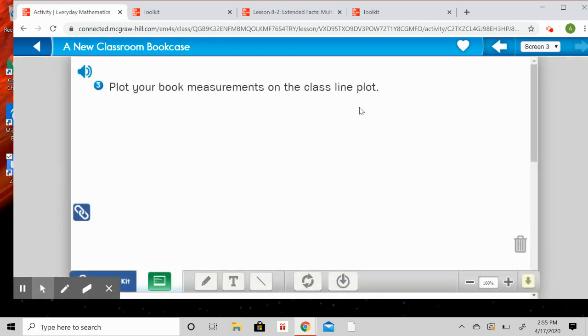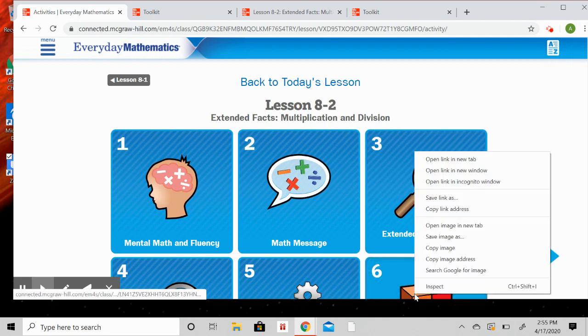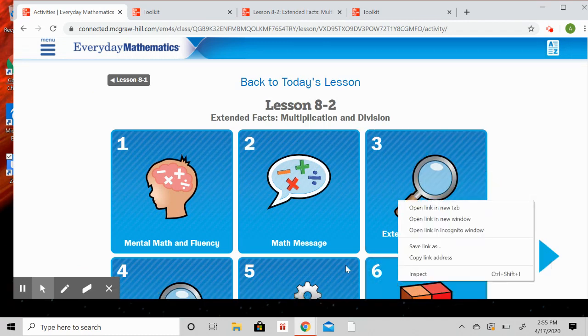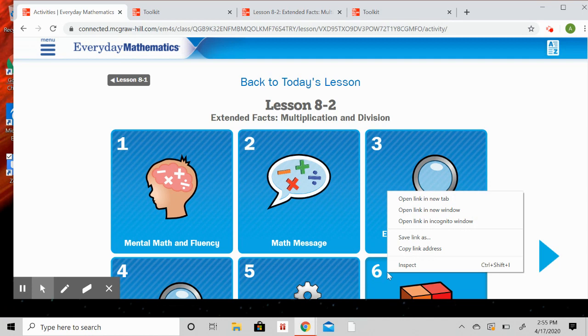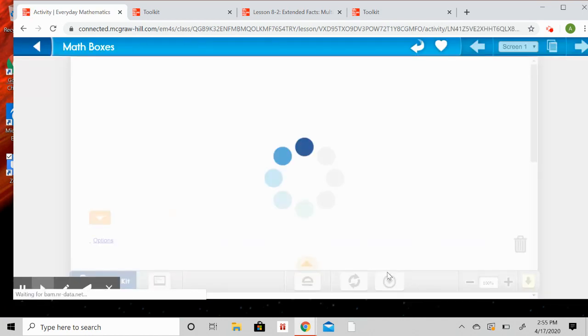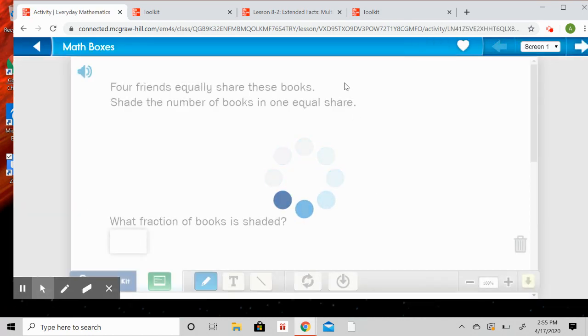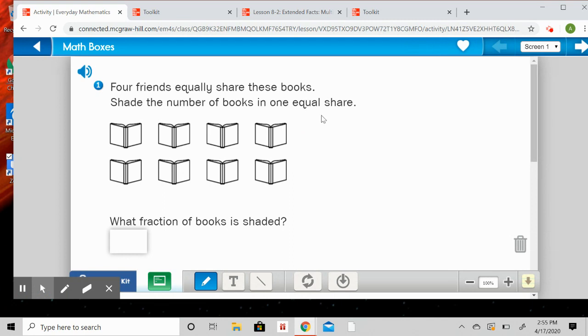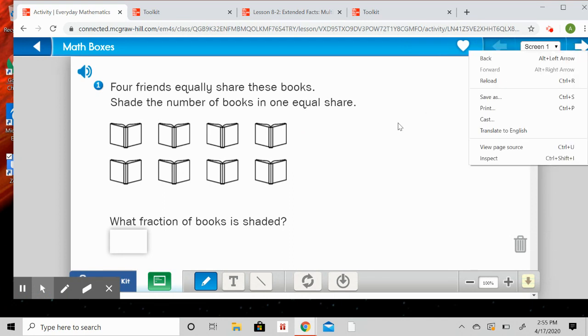Screen 3. You're going to skip this part because we don't have a class line plot. Then you're going to go back to your arrow. Click here. And you're going to complete your math boxes. Screen 1, math box 1, and so on until you get to math box 6. I'm sorry, yes, 6 math boxes.